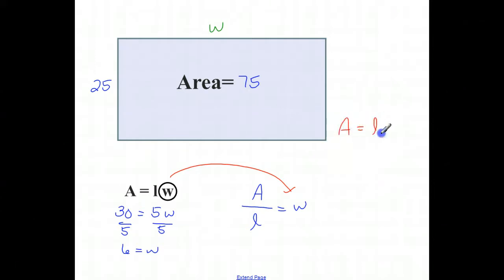If we know area is equal to length times width, how could I isolate the W? Well, I can divide both sides by L, because that's my inverse operation. So what you were really doing without even realizing it was taking your area divided by your length to find your width, and you were rewriting that formula. Alright, we're going to get started with our official notes now.